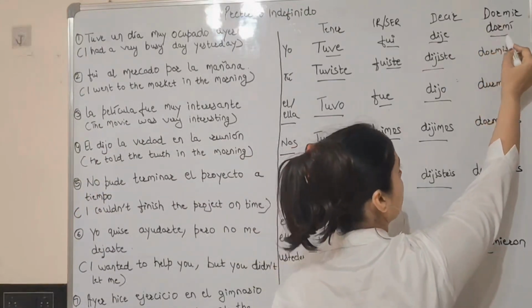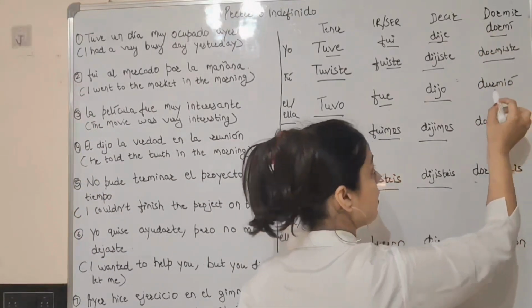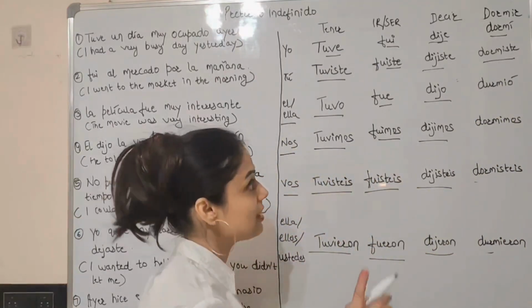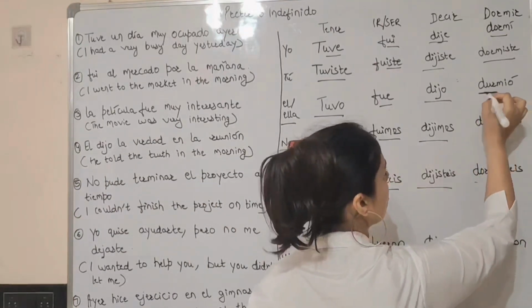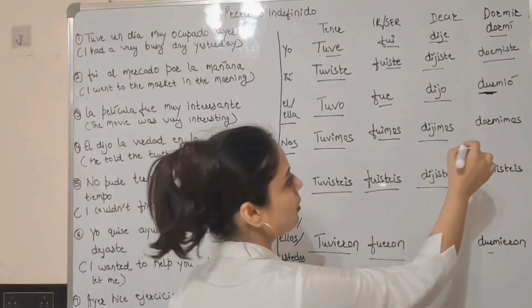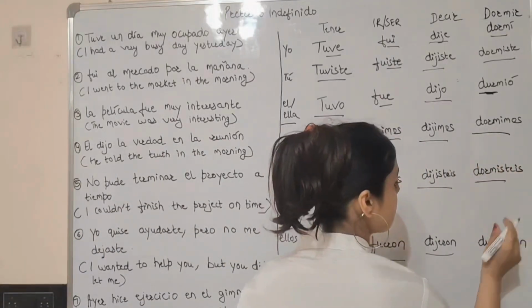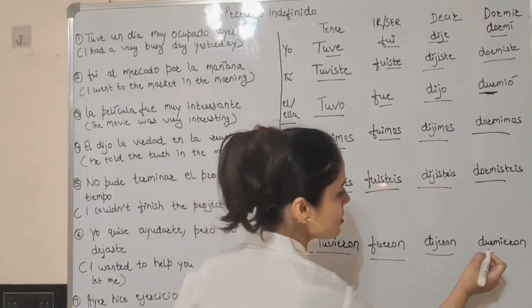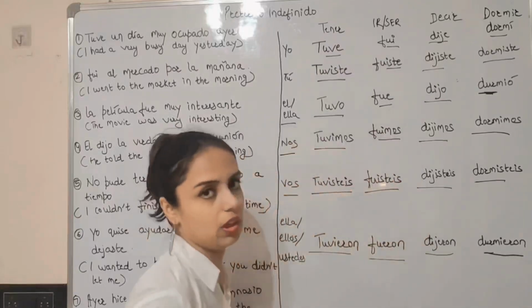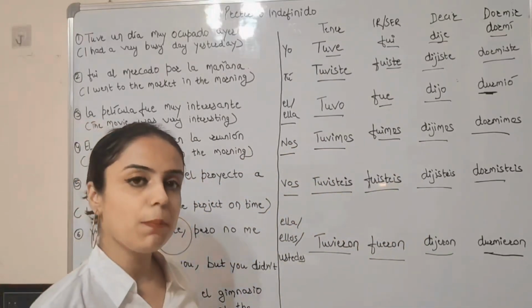The next one is dormir. So dormí, dormiste. In the third person singular, it's durmió. O will be replaced by u. Then dormimos, dormisteis. Then again in the third person plural, o is replaced by u. It's durmieron.